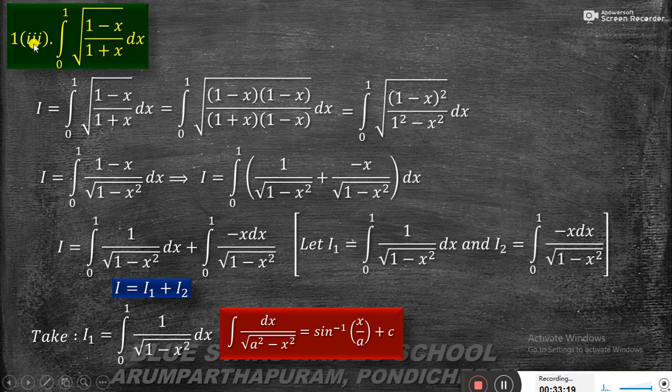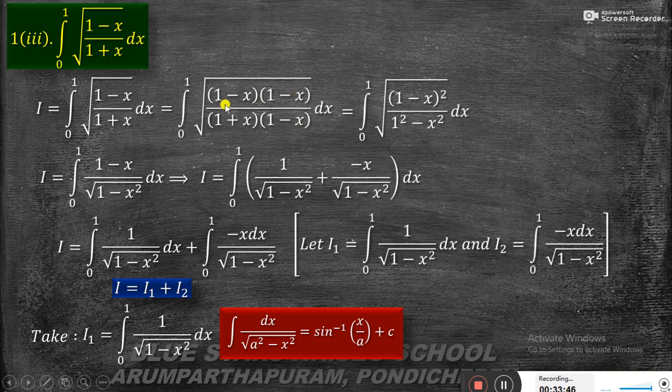Next, first problem, third subdivision: integral 0 to 1 of square root of (1 minus x) by (1 plus x) into dx. Let I equal the integral 0 to 1 of square root of (1 minus x) by (1 plus x) dx. Now I multiply and divide by the conjugate. The denominator is 1 plus x, so the conjugate is 1 minus x. So now I multiply and divide by 1 minus x, so (1 minus x) by (1 minus x).